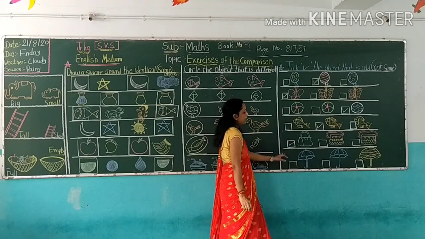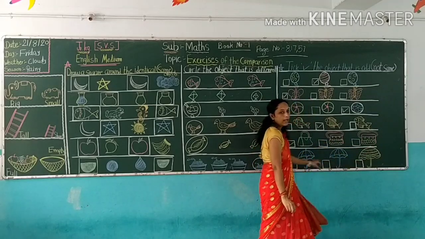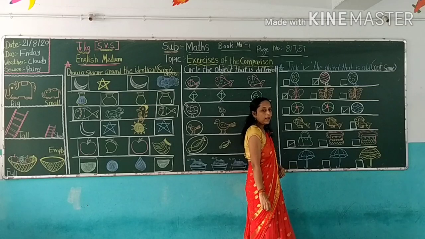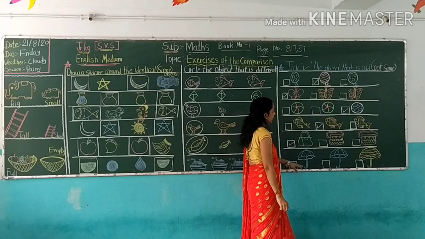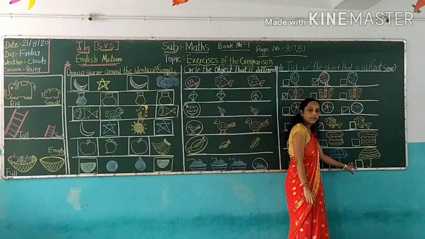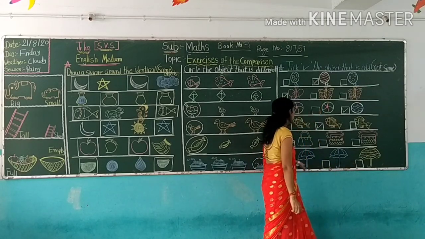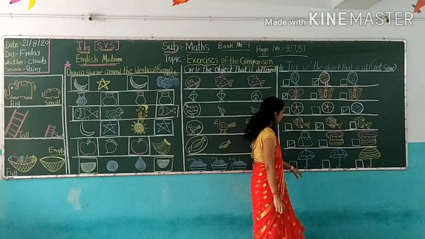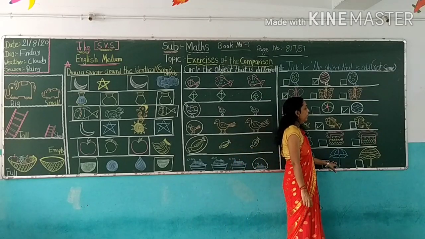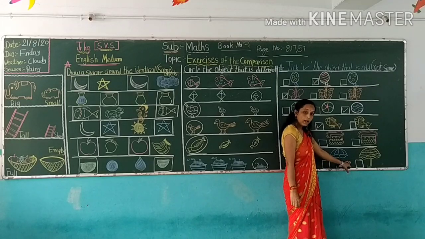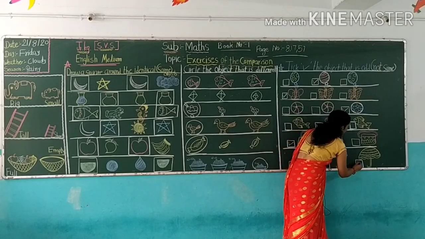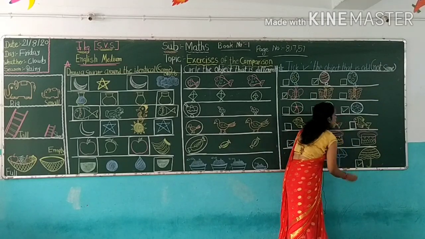And last, what are these? These are umbrellas. How many umbrellas? 3 umbrellas. 1, 2 and 3. So which umbrella is odd? This? No. This? No. This? Yes. Because this is not same. So tick the right here.